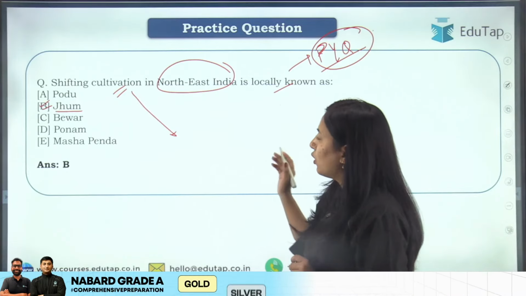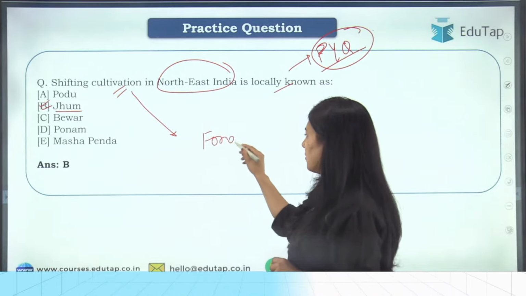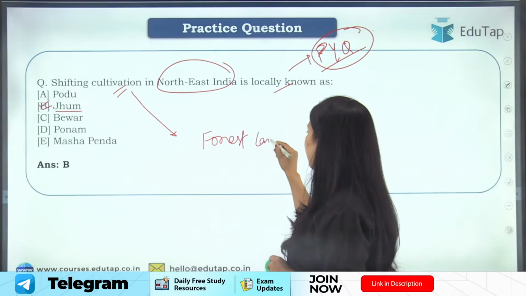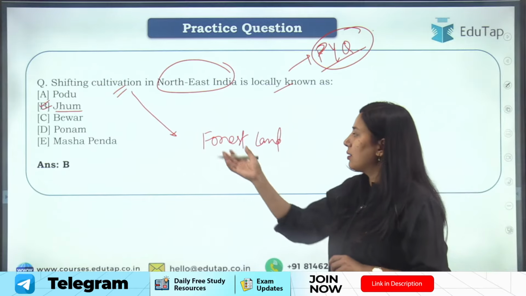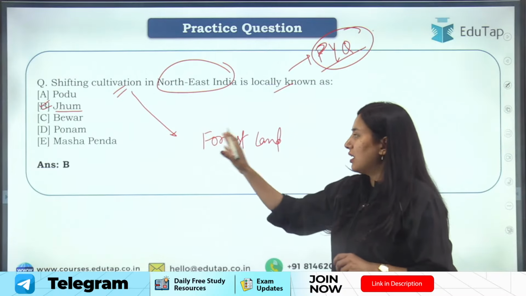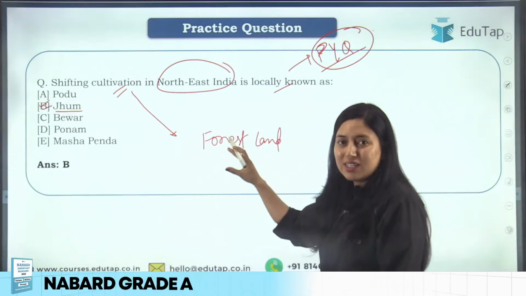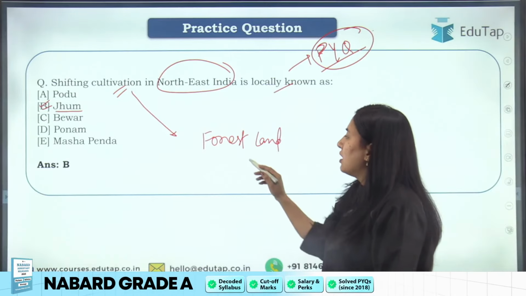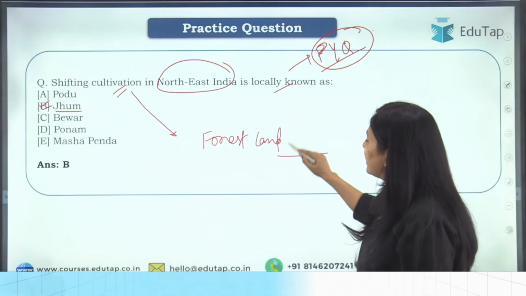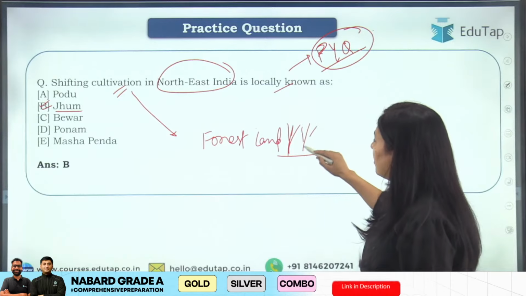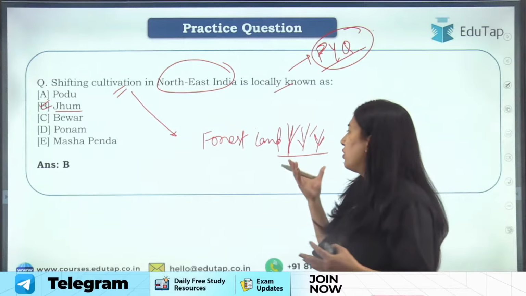So basically what happens in shifting cultivation? The farmer just goes to the forest land. Okay, a particular forest land is covered by the farmer. What happens here is the forest land is cleared. So initially, what will happen on the forest land? There will be all the vegetation, right? There will be trees, there will be shrubs, herbs growing on that forest land.